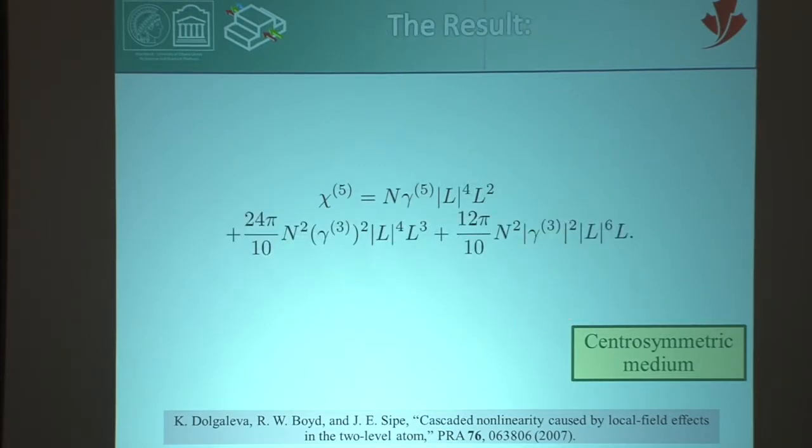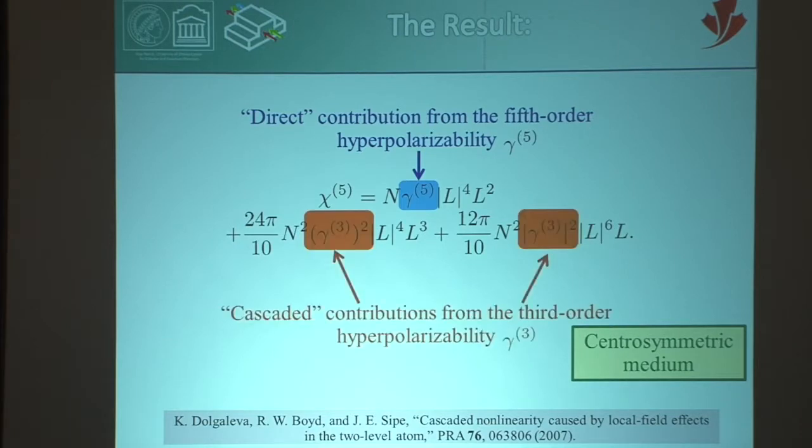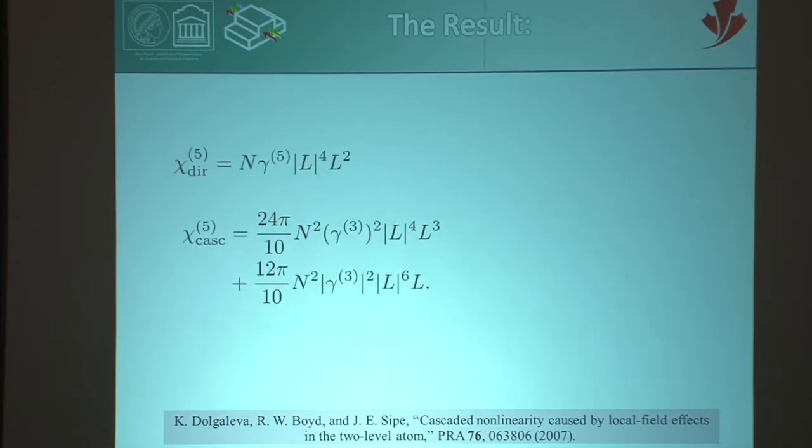So, as I explained, the first term is the direct contribution, and the two additional terms are cascaded contributions of the lower order nonlinearity to the higher order nonlinearity. How do we go about studying it experimentally?